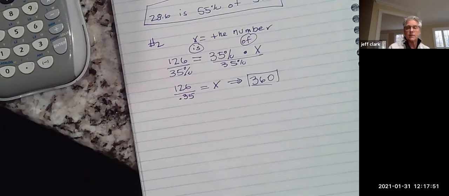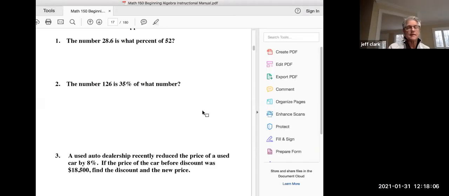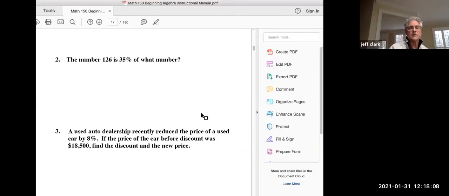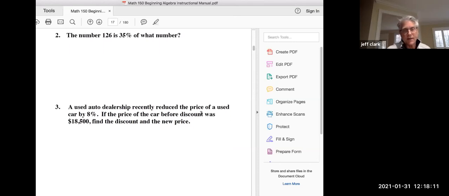All right, let me show you what the next one looks like. We'll read that one. Okay, this used car dealership wanted to reduce the price of a used car by 8%. So the price of the car before the discount was $18,500, and they want to make it go lower. And so they want to know the amount of the discount, and then what's the new price. So instead of maybe sometimes creating an equation, sometimes the common sense comes in.